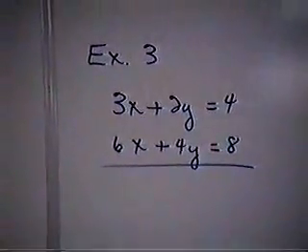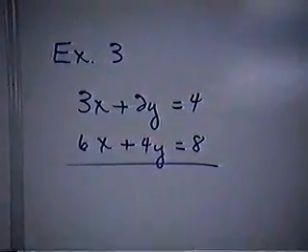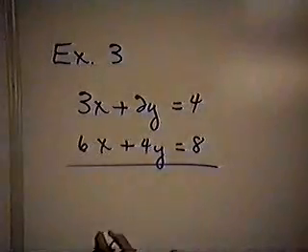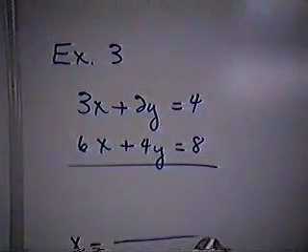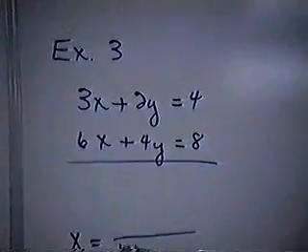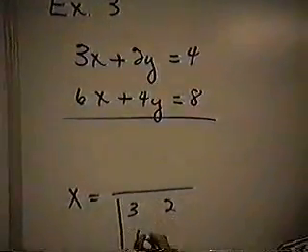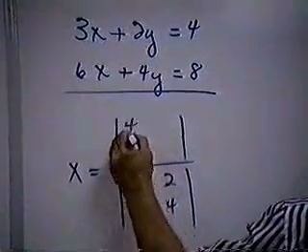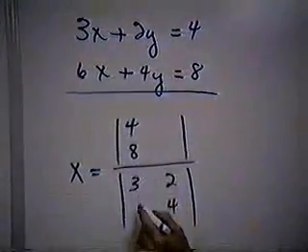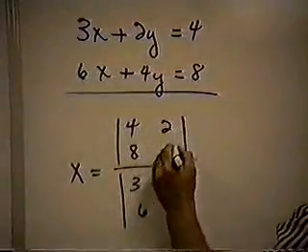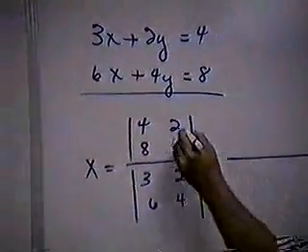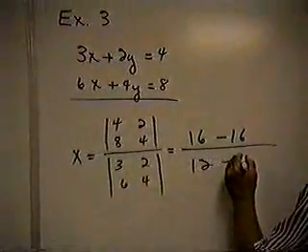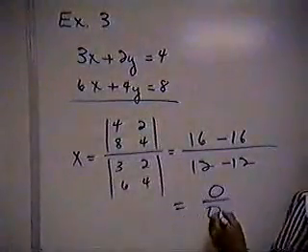Remember, example 3 is the case where we get the many solutions type of situation. So example 3, what would we have here for x? All right, for x here, the denominator would be 3, 2, 6, 4. The numerator, for x, we replace it with the constants. We replace this with the 4, 8. We have 2, 4. All right, multiplying out, we get 16 minus 16. Bottom, we get 12 minus 12. Oh, we get 0 over 0.